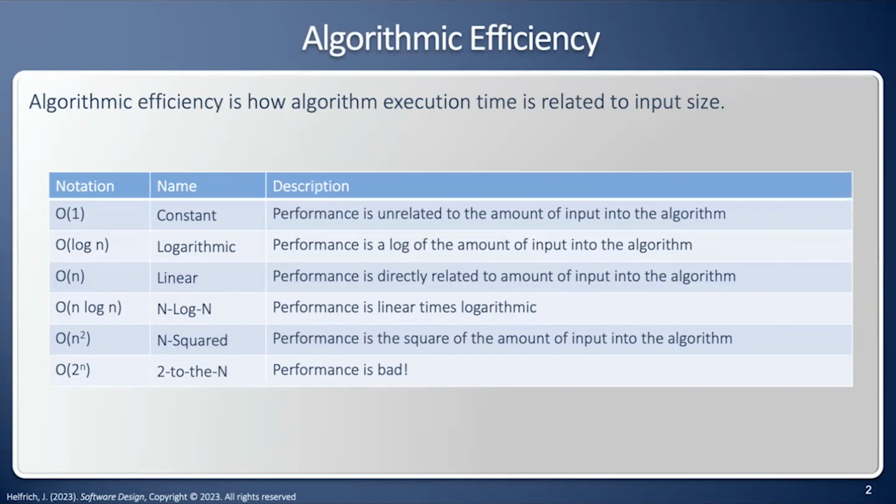N log n is a combination of linear with logarithmic. N squared is performance's squared amount of input to the algorithm. So if we have twice as much input, it'll take 4 times as long. 2 to the n means performance is really, really bad. If I increase the input size by a single element, it'll take twice as long. Clearly, we want to avoid that.